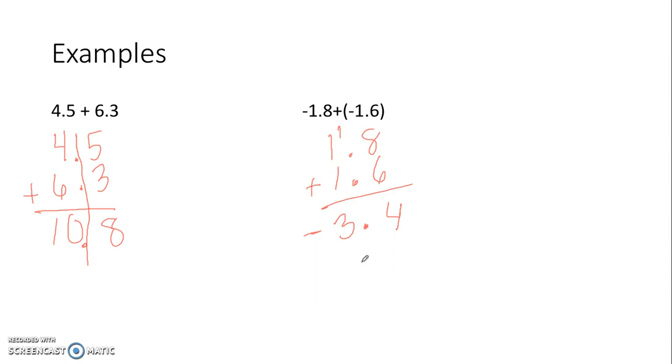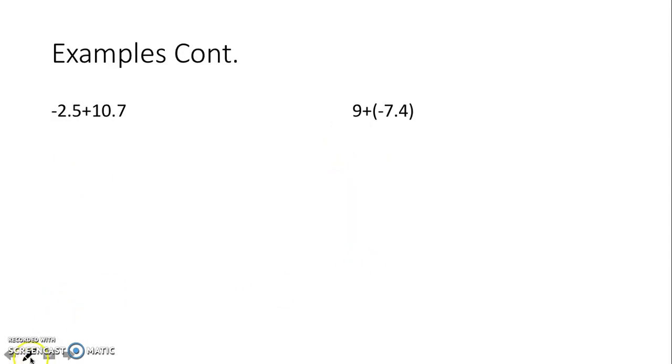So pretty self-explanatory. It's the same rules that we use with integers, but this time it is decimals. Alright, our next example is a little bit different, but it's the same type of thing. So negative 2.5 plus 10.7. So we know with the addition rules that because the signs are different, we have a negative plus a positive, so we have to subtract. So we take the bigger absolute value, which is 10.7, and we're going to subtract 2.5 from that.